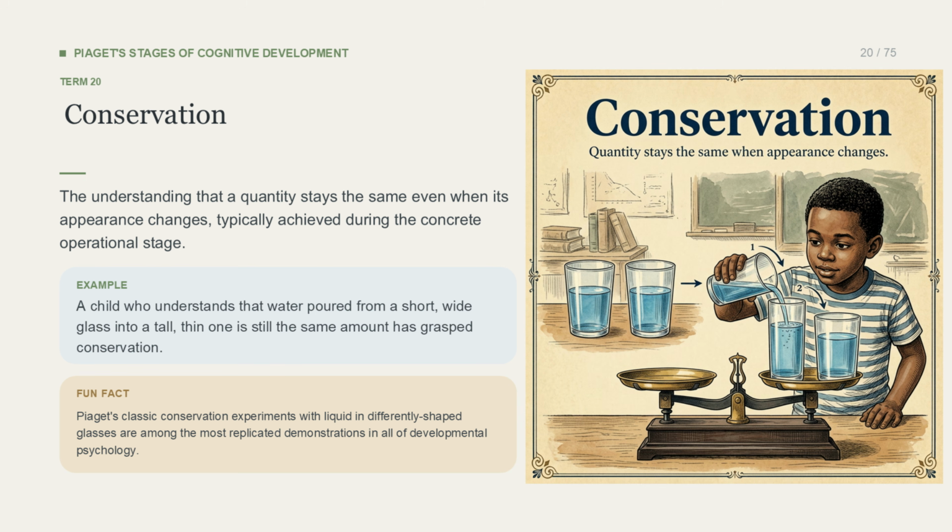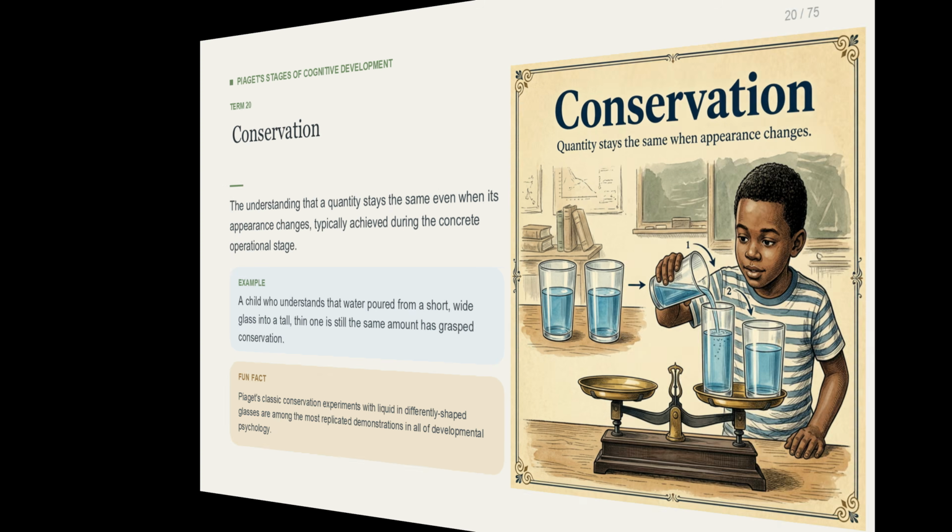20. Conservation. Conservation is the understanding that a quantity stays the same even when its appearance changes, typically achieved during the concrete operational stage. A real-life example is a child who understands that water poured from a short wide glass into a tall thin one is still the same amount of water and has grasped conservation.